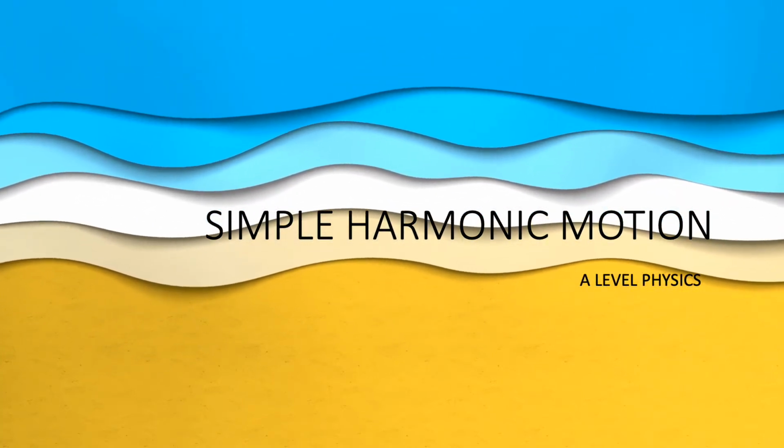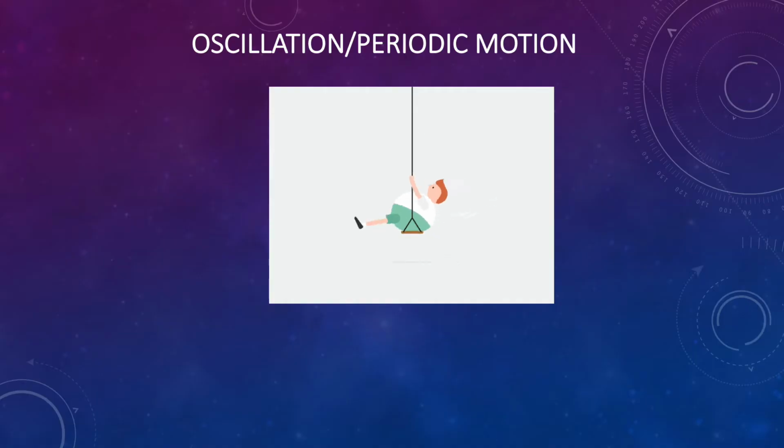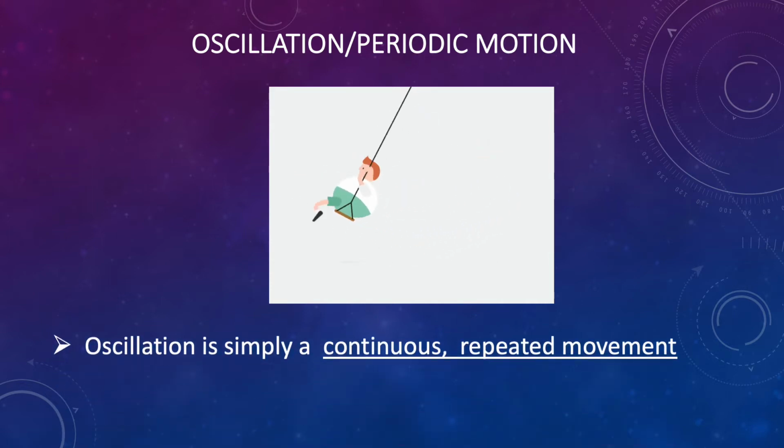Welcome to the lesson of simple harmonic motion with example calculations. Before we talk about simple harmonic motion, what is an oscillation or a periodic motion? Oscillation is simply a continuous repeated movement.